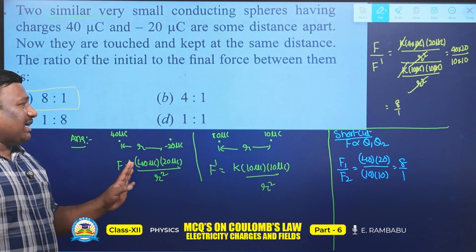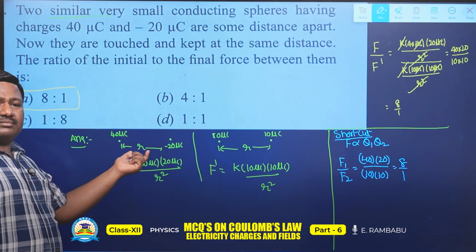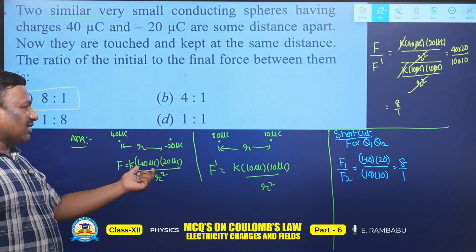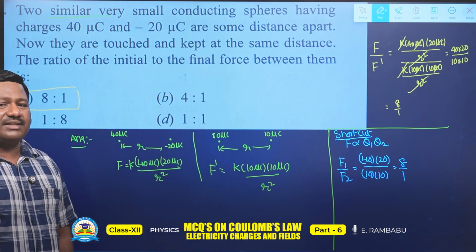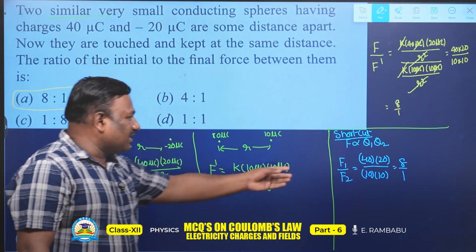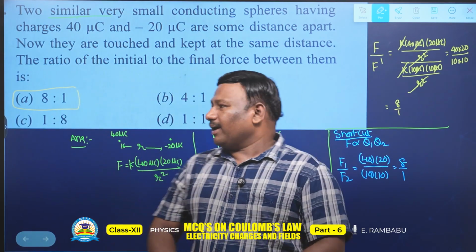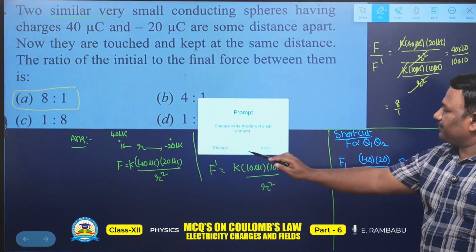Simple concept. When the distance is not changed, take the product of the charges before contact, divided by the product of the charges after contact. Take that ratio, that is the given answer. This is the actual procedure and it is the shortcut technique. Okay? And after that, we have to do one more question.